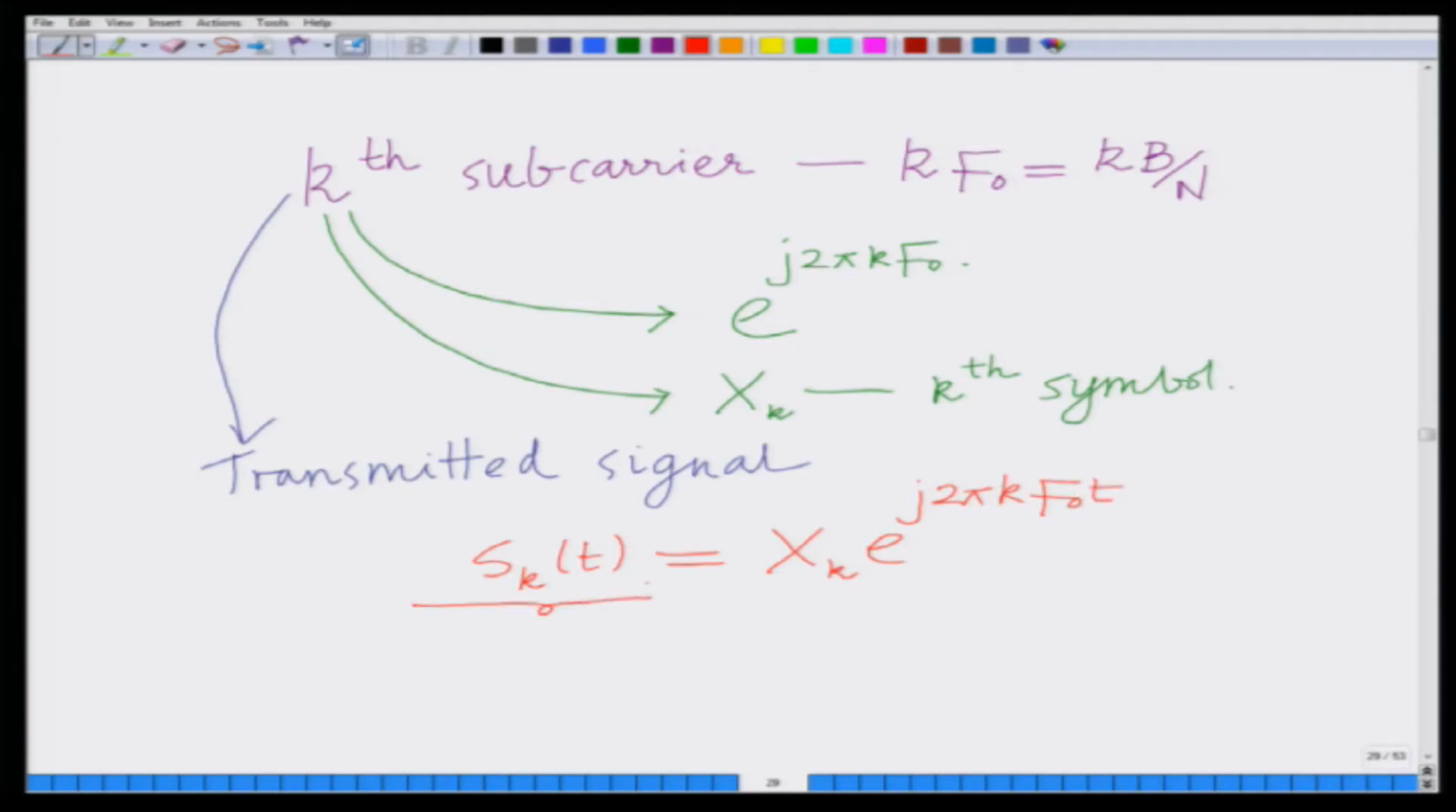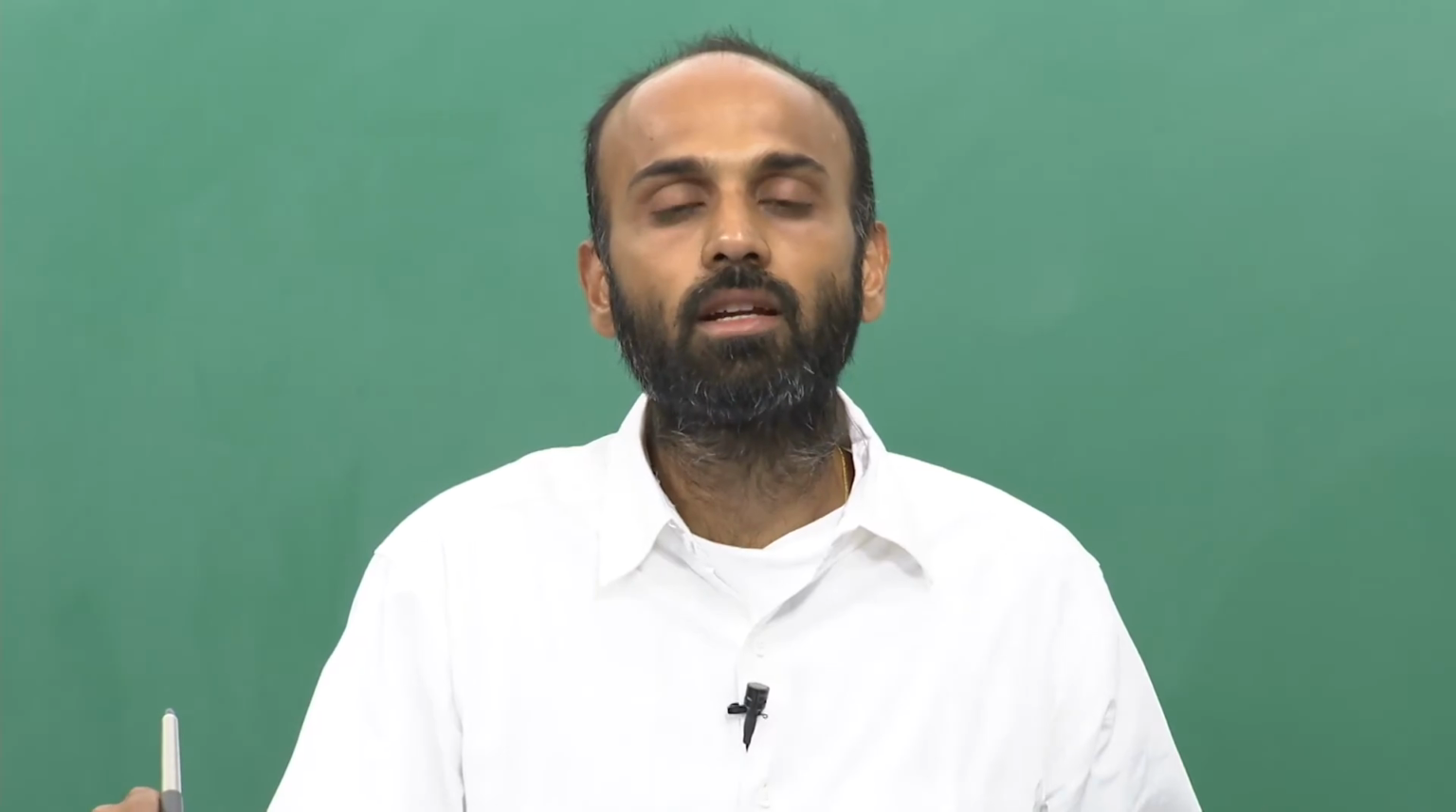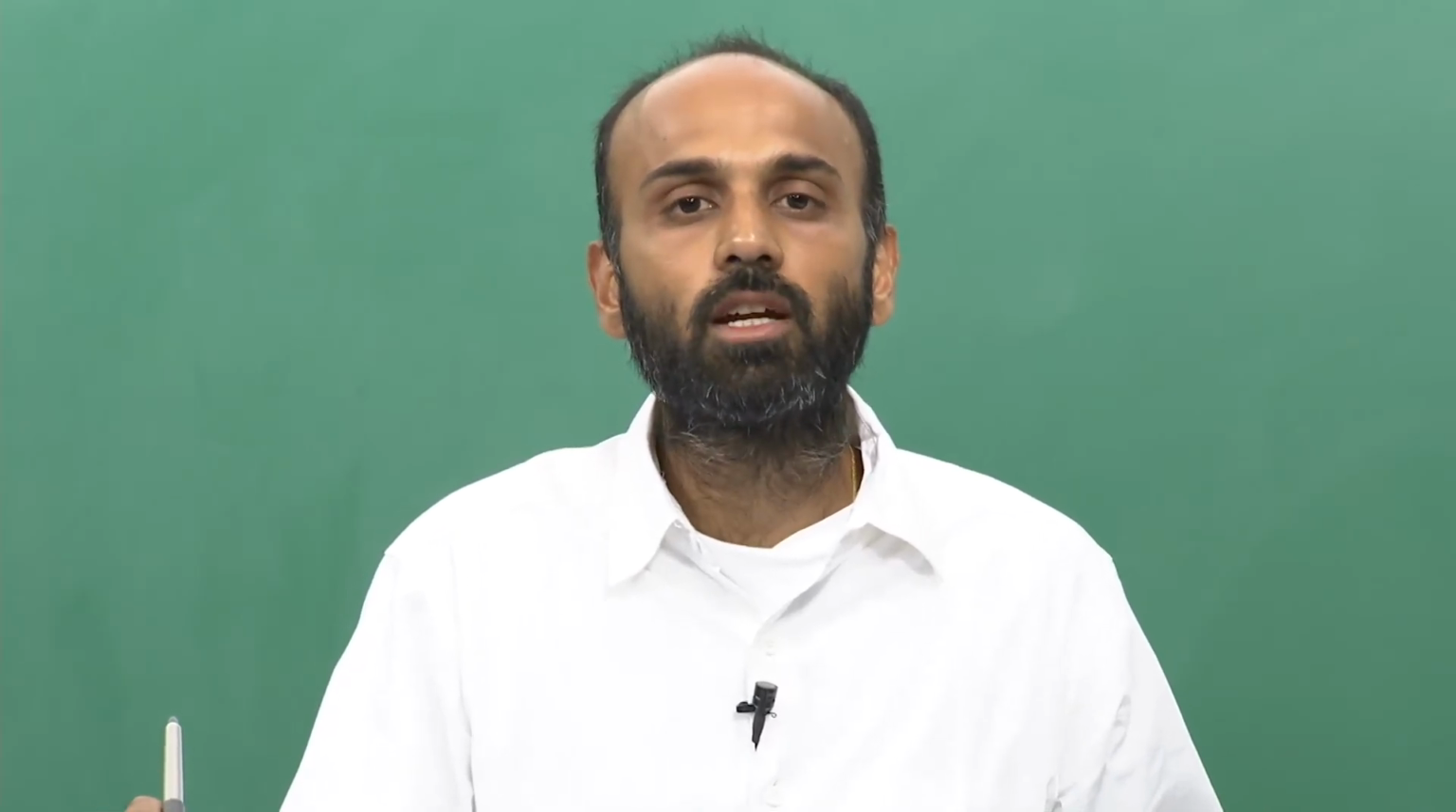So, what is this? This is the signal transmitted on the kth subcarrier. The signal transmitted on the kth subcarrier is x k times e to the power of j 2 pi k F naught t, that is the symbol x k multiplied by the subcarrier e to the power of j 2 pi k F naught times t. This is the signal that is transmitted on the kth subcarrier frequency.